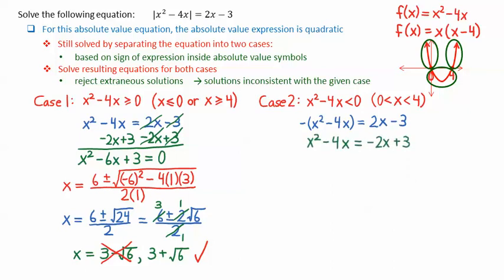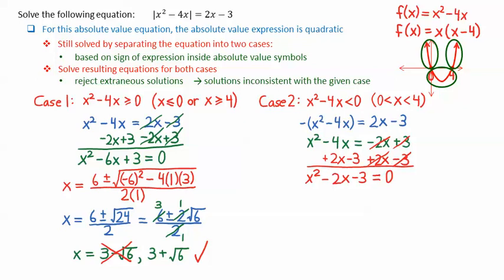Here, we can divide both sides by negative 1. This results in x squared minus 4x equals negative 2x plus 3. We then want to move everything over to the left side. We can add 2x to both sides and subtract 3 from both sides. This gives us a resulting quadratic equation of x squared minus 2x minus 3 equals 0.